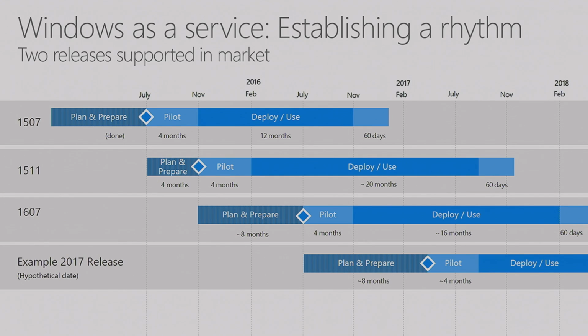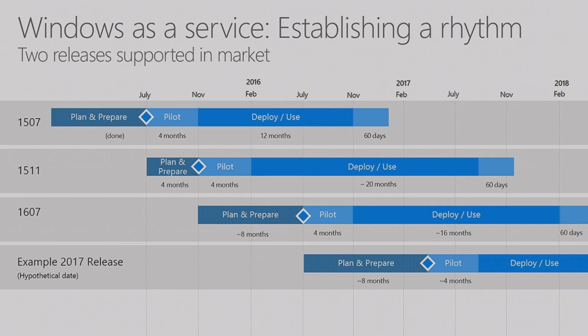So right now we've got 1507, the original release. We're well into the deploy and use phase of that. 1511 came out in November, 1607 came out at the beginning of August. Now we're still in the CB phase for 1607, so we're still within that pilot time frame, but we will probably in the November-December time frame declare that as current branch for business. At that point, that would signal that we're into the grace period for 1507. So after a couple of months, we would no longer be updating 1507 with new patches.